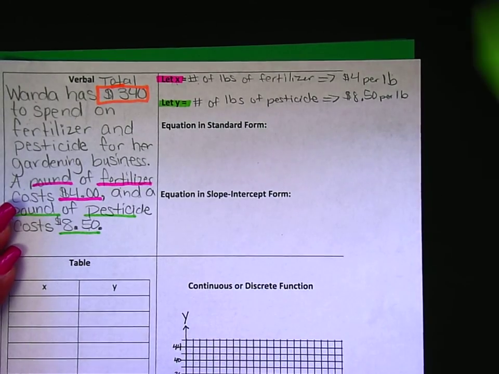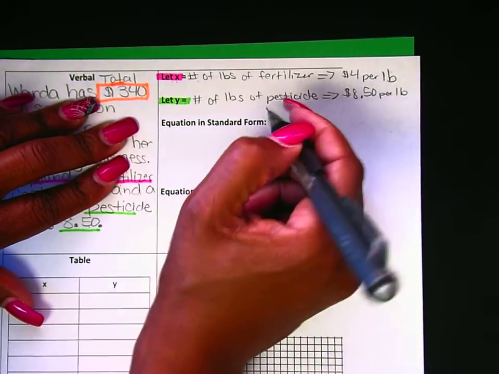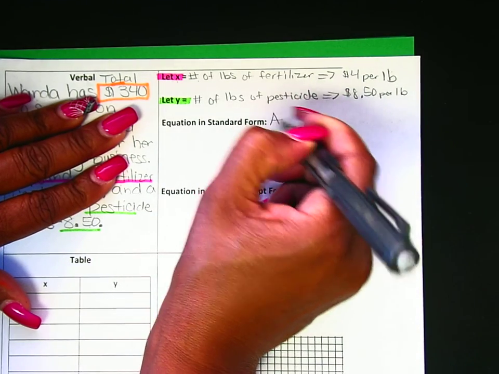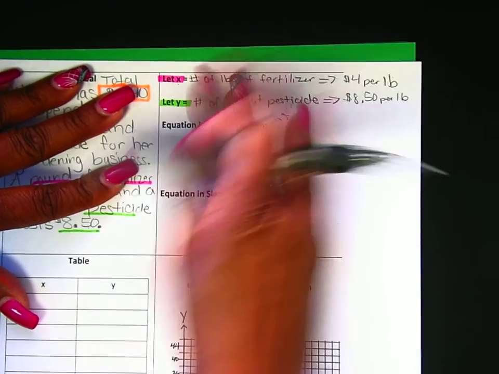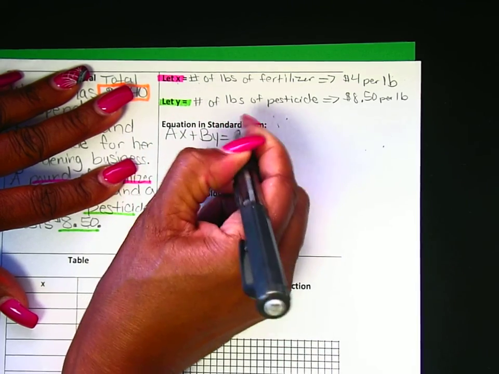Okay. Here they told me to write the equation in standard form, which is pretty cool because with the standard form, I go to my formula chart. The standard form for a linear equation is AX plus BY equals C. So I'm gonna write down here AX. I'm gonna write it under here actually. AX plus BY equals C.